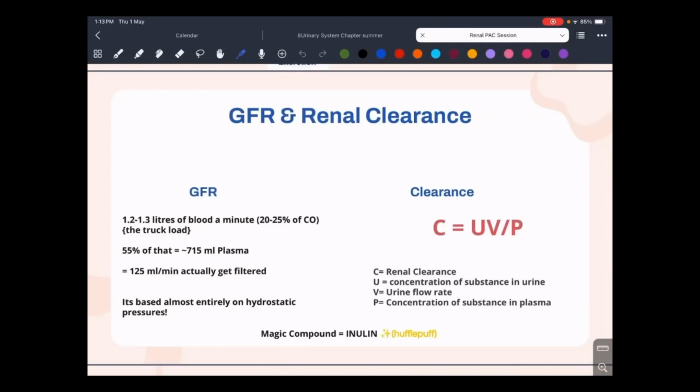So how are these two linked? GFR is kind of like the maximum potential filter rate. And clearance tells you how efficiently you're actually getting rid of a specific substance, either by filtering it, secreting it, reabsorbing it, all right? Now, what am I talking about when I talk about inulin right here? Inulin, right, is this amazing substance that its clearance is equal to GFR because it's only filtered. It's not secreted or reabsorbed. So this tells us something very important.